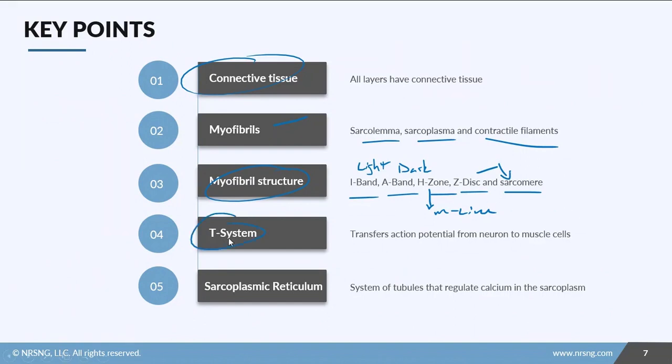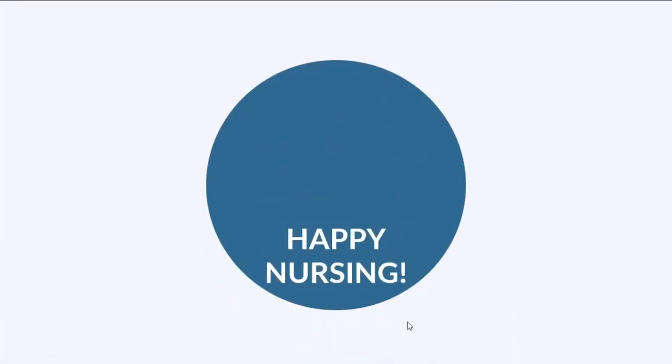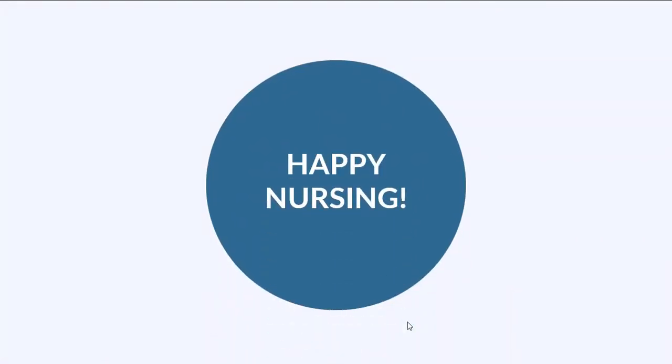The T system is the tubule system, and that transfers action potential from the neuron to the actual muscle cells. And then you have the sarcoplasmic reticulum, which regulates calcium in the sarcoplasm. So that's it for our lesson on skeletal muscle and all the components that go into it.